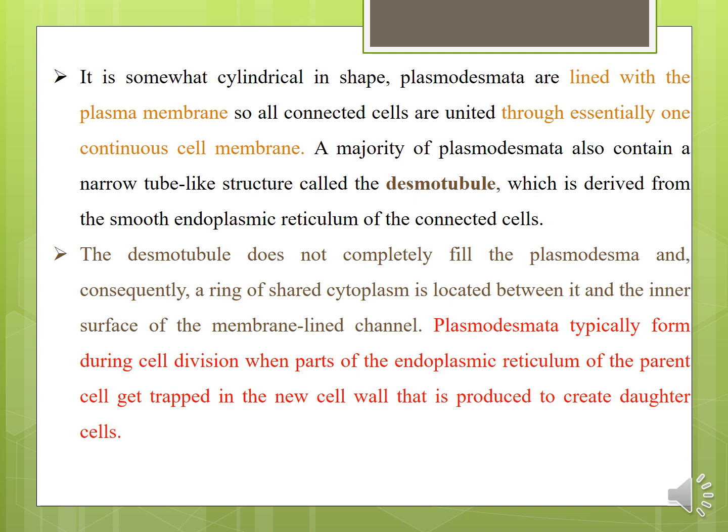The majority of plasmodesmata also contain a narrow tube-like structure called the desmotubule, which is derived from the smooth endoplasmic reticulum of the connected cells. The desmotubule does not completely fill the plasmodesma, and consequently a ring of shared cytoplasm is located between it and the inner surface of the membrane, which is lined like a channel. Plasmodesmata typically form during cell division, when parts of the endoplasmic reticulum of the parent cell get trapped in the new cell wall that is produced to create a daughter cell.